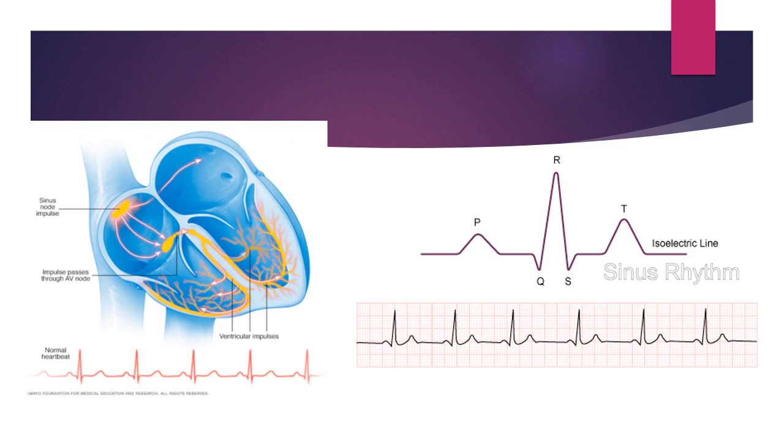So, how the impulses travel from the important node, which is also called the natural pacemaker of the heart, the SA node, into the AV node, and from the AV node into the bundle of His, and from there it splits into the right bundle and the left bundle, and then into the Purkinje fibers, and this is how the ventricles contract. So this is actually a review.